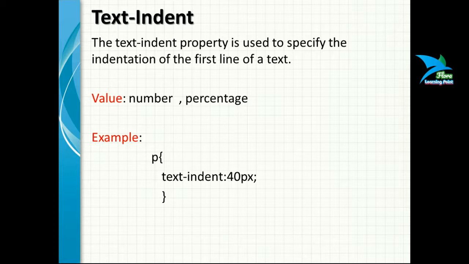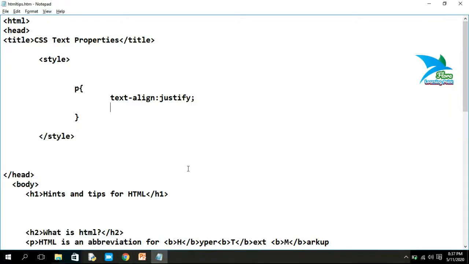Next we'll discuss the text indent property. The text indent property is used to specify the indentation of the first line of text. That means you can specify the space before the first line of a paragraph. You can assign a value as a number or percentage to this property, and here we have an example of a paragraph: text-indent: 40px, or any other value that you want to assign.